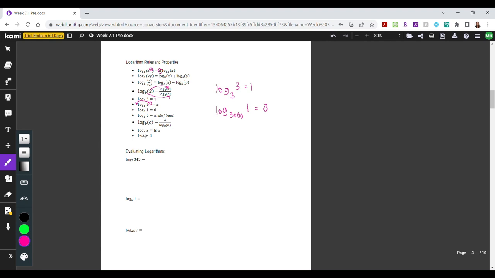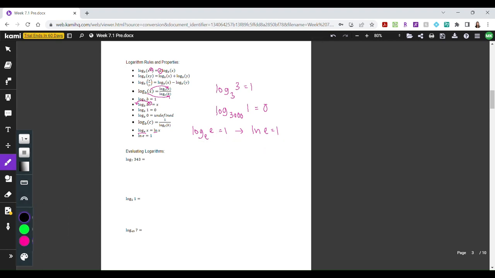Now on to the next one. Whenever you have a base e, like in this case log base e, we can write that simply as ln, which stands for natural logarithm. So whenever you see log base e, just write it as ln. That's all, it's just a special thing. Now, ln e would equal 1, because remember, ln is essentially log base e. So it's log base e of e. That's why these two are the same.